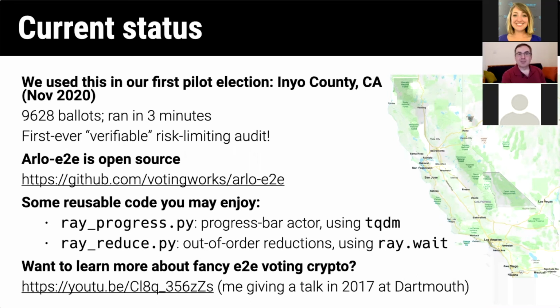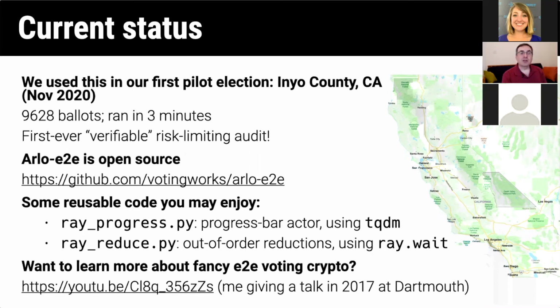But I had some people watching over my shoulder on Zoom when I was running the encryption, and the whole thing ran in 3 minutes flat. It took more time to explain what was happening than to actually watch the compute run, which is exactly what you want. And this was the first ever verifiable risk limiting audit. So that's kind of cool.